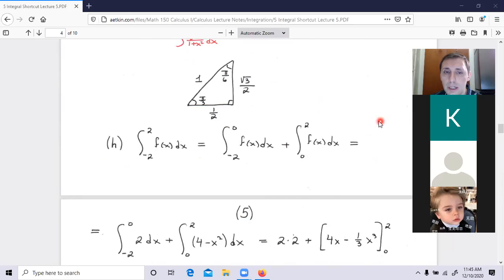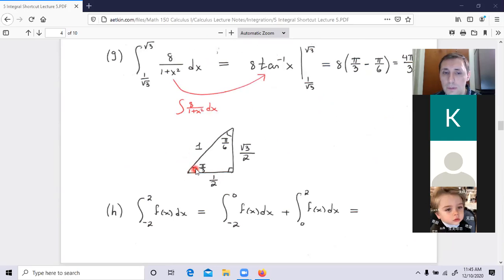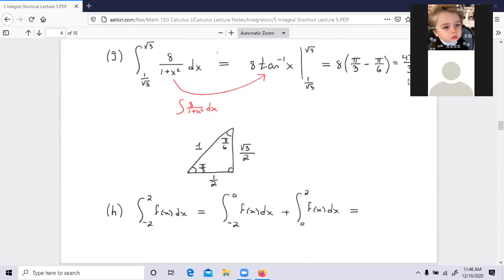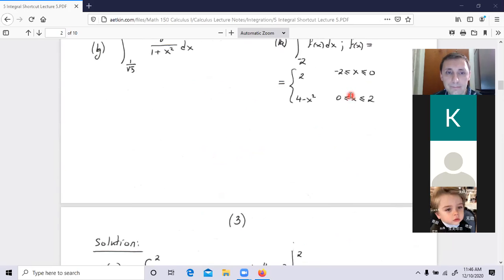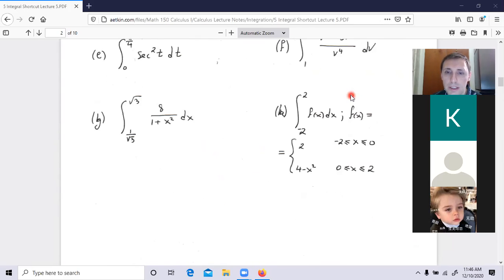And I explain here with a triangle why. For pi over 3, we have root 3 over 2 as the opposite side, divided by 1/2 as the adjacent. So tangent of pi over 3 will give me root 3. Tangent of pi over 6 will give me 1 over root 3, which means those are my values here. Final question is this. Integral from minus 2 to 2 of the function f of x, and now the function is piecewise. It's equal to 2 if x is between minus 2 and 0, and 4 minus x squared if x is between 0 and 2.